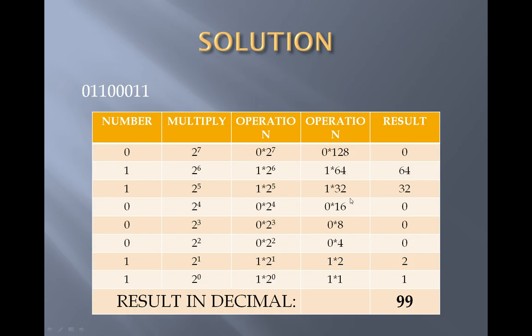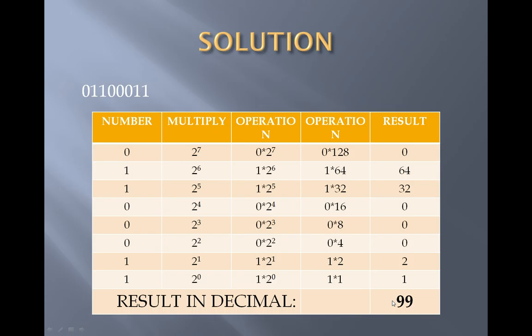And as you're going down the table, the next value is equal to half of the previous value. And you just do the multiplication as you go down the table here. And then once you're done doing all the multiplication, you add up all the values here. 64 plus 32 is 96, plus 2 is 98, plus 1 is 99. So we can say that this binary number has a decimal equivalent of 99.